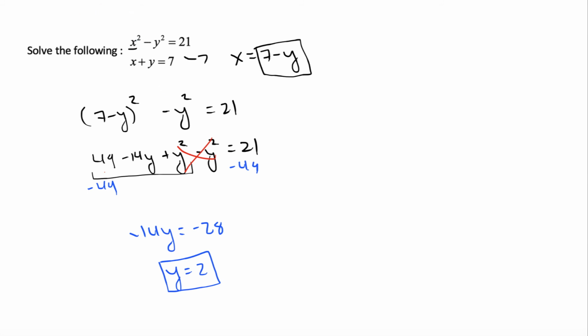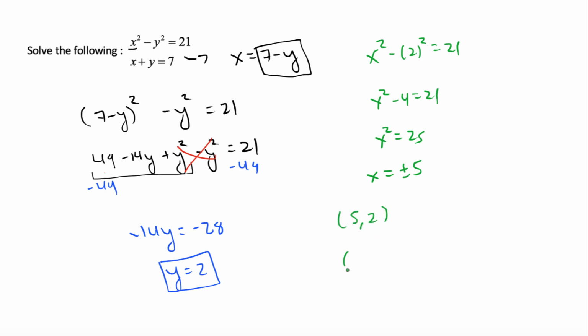Now in this case, let's plug it into both and see what happens. So if we plug in 2 into the top equation, we get x squared minus 2 squared is equal to 21. We get x squared minus 4 is equal to 21. So when we add the 4, we get x squared equals 25. And notice we get two answers for x. We get plus or minus 5. So that means what? We get 5 comma 2 as one answer and negative 5 comma 2 as another answer.